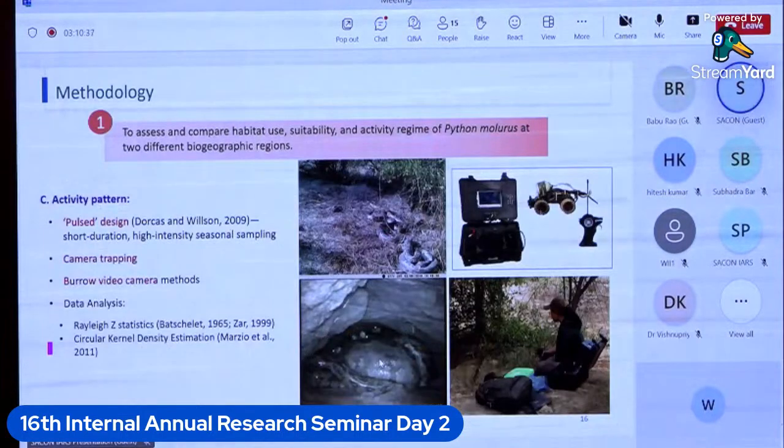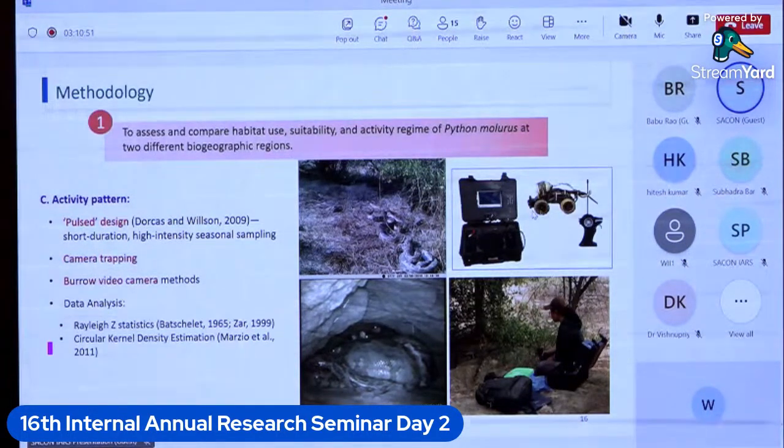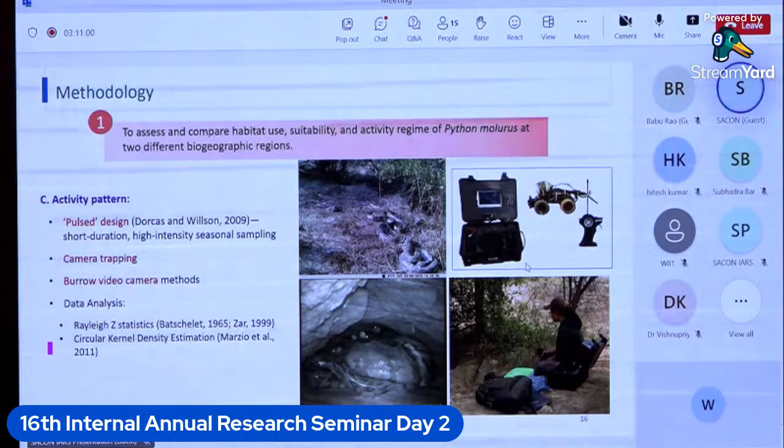Coming on to the other, we will be using the pulse design method because this is the method which is mostly used for such species, as they are very seasonal when it comes to their activity pattern. So for that, we'll be using camera traps as well as a burrow video camera trap. What you see on the right corner is the burrow video camera trap unit. That will help us to know the internal architecture as well as how the animals are using the internal spaces inside.